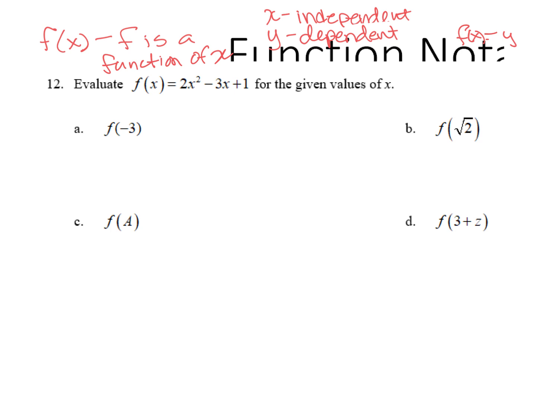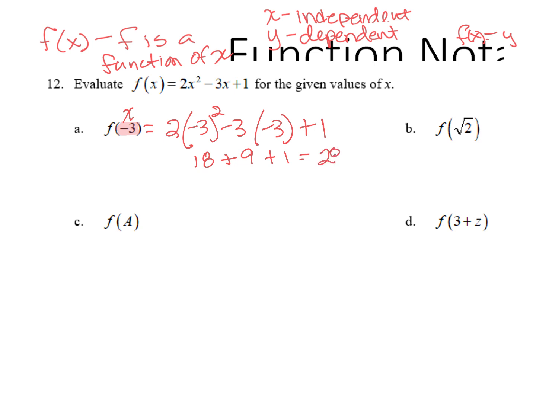You need to make that connection early, that f of x equals y. So when we're doing function notation, whatever happens to be inside the parentheses here, that is where my x is going to go. This is x. So f of -3 means that I'm going to do 2 times -3 squared minus 3 times -3 plus 1. And that is what I'm going to put into my calculator and do the arithmetic. So this would be 9 times 2 is 18, -3 times -3 is positive 9 plus 1, and that's going to be 28.